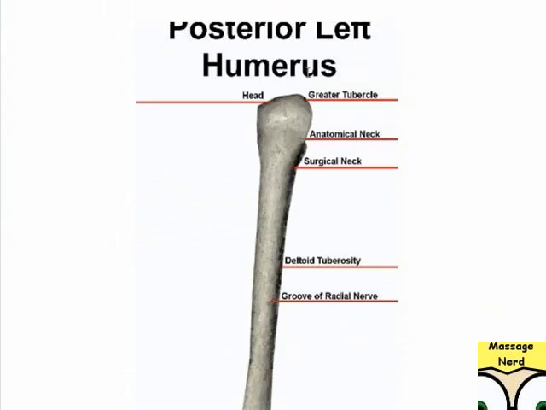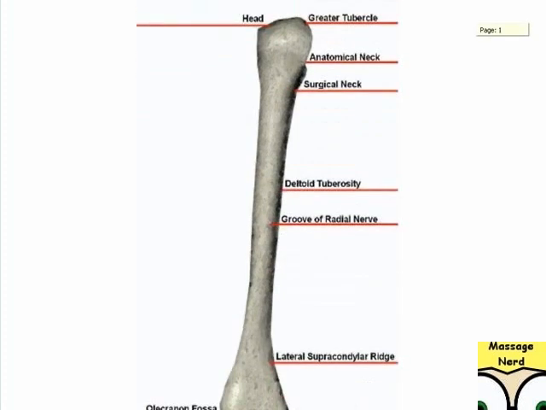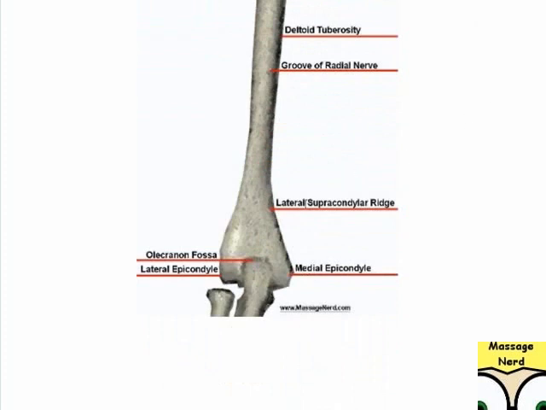Posterior left humerus bony landmarks. First one, head, greater tubercle, anatomical neck, surgical neck, deltoid tuberosity, groove of radial nerve, lateral supracondylar ridge right here, medial epicondyle, olecranon fossa, elbow region, lateral epicondyle. Now I'll give you some time. You can practice on your own.